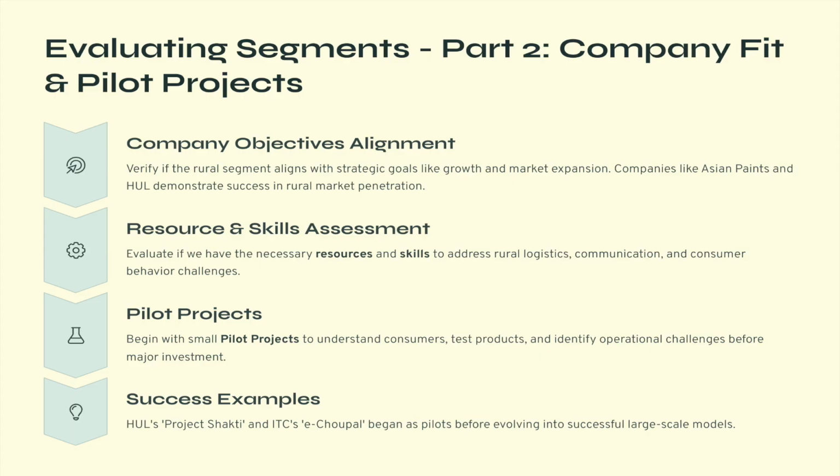The second aspect of evaluation involves looking inward at the company itself. Does targeting this segment fit with our overall company objectives and resource competencies? Is pursuing this rural segment aligned with our strategic goals like long term growth and customer base expansion? Companies like Asian Paints and HUL demonstrate the success of proactively reaching rural customers. Furthermore, we must honestly assess if we possess the required resources like financial, human, and infrastructural, and the specific skills needed to navigate the unique challenges of rural logistics, communication, and consumer behavior. Jumping in unprepared can be costly.